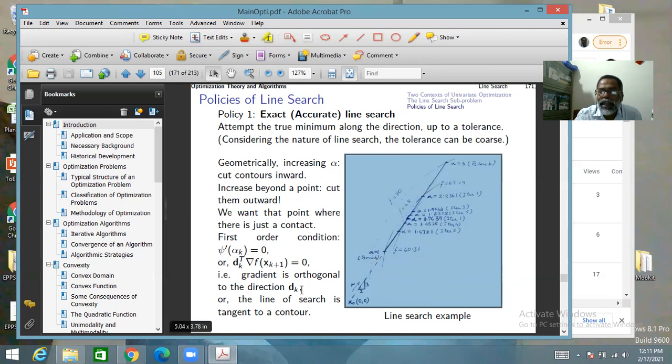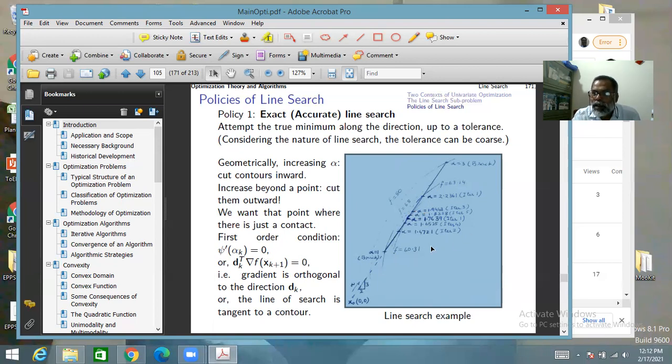Gradient is orthogonal to the direction. See, this is gradient, this is direction. So this is the orthogonality condition. So this condition actually marks the first order necessary condition for exact line search or accurate line search. Okay, so algorithmically we try to get this as closely as possible. Geometrically, we basically get the point of tangency of this line to one of the contours.